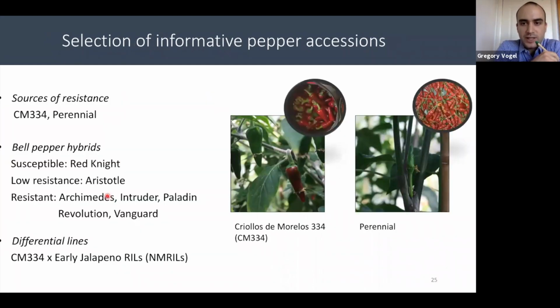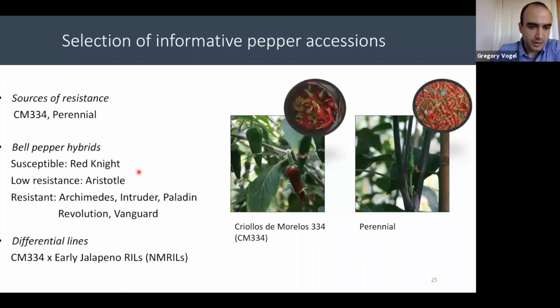So these are the peppers that we decided to include in this experiment. We included 2 different sources of resistance: CM334, which is a landrace of serrano pepper from the Mexican state of Morelos, that's been characterized really extensively for its very strong levels of resistance to Phytophthora capsici. And another hot pepper called Perennial, which is an Indian landrace that's also been used as the parent in some mapping populations. We included bell pepper hybrids that were developed for the eastern United States, where the isolates of the pathogen that we had in our collection were from.